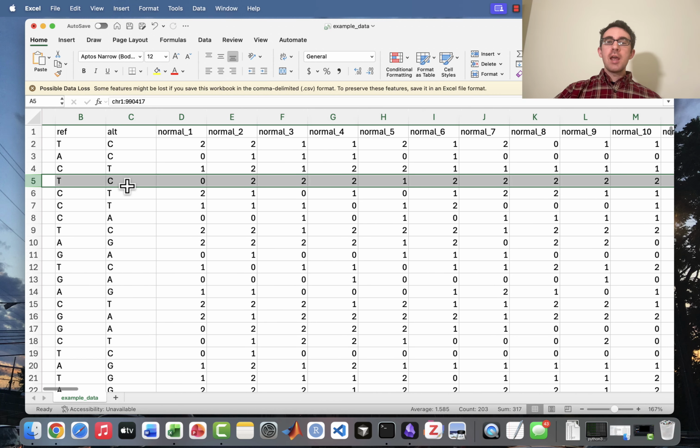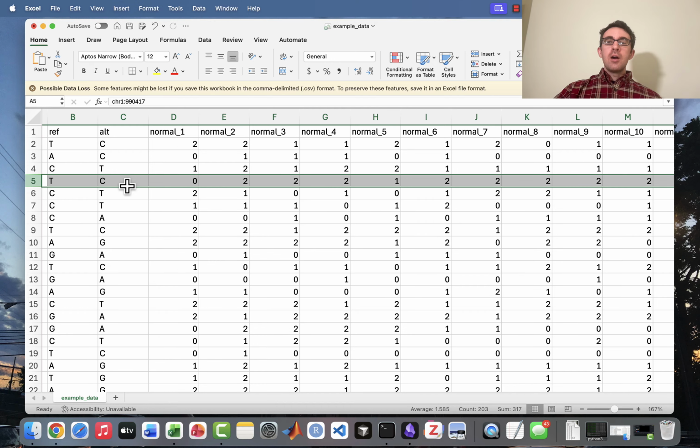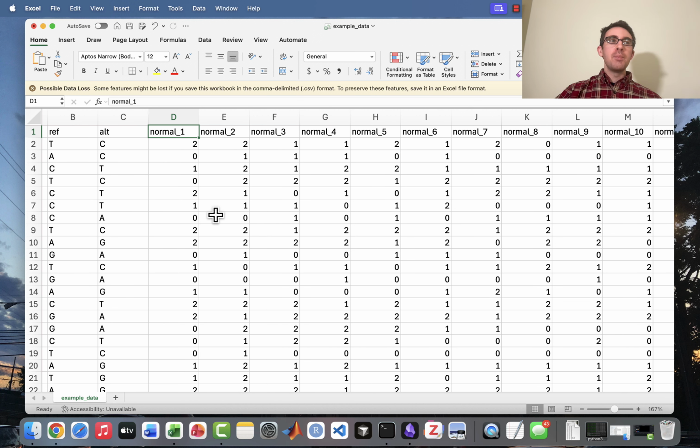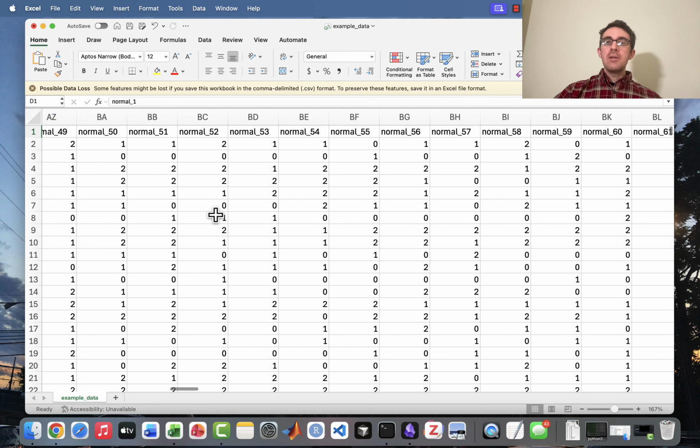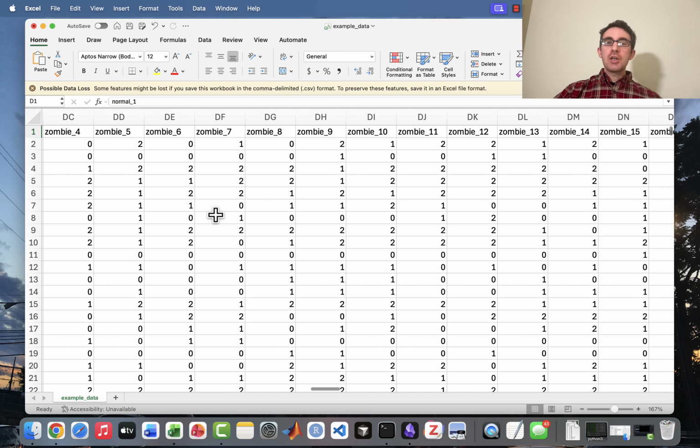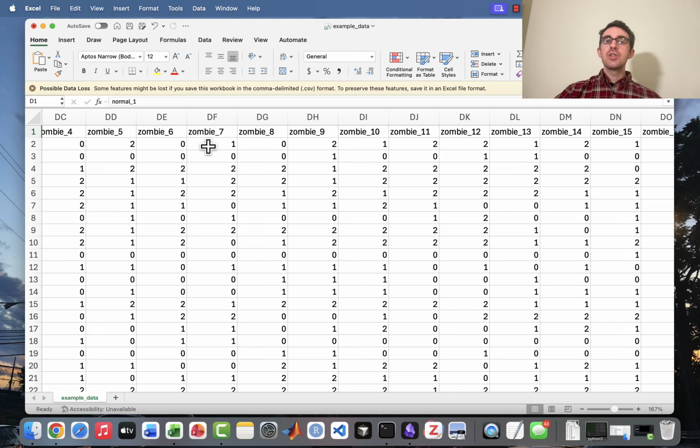And then in this data set, we have samples of 200 people, where 100 of them are what we're calling the normal phenotype, meaning they got bit by a zombie but did not turn into a zombie. They just stayed normal after being bit. And then we have 100 people who got bit by a zombie and then actually turned into zombies themselves. So we call that the zombie phenotype.